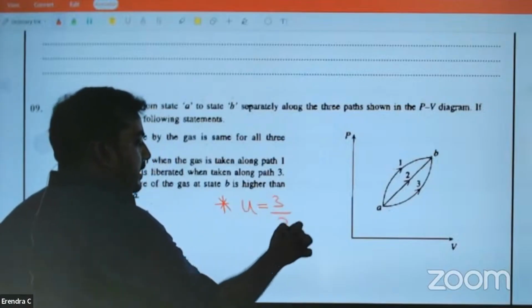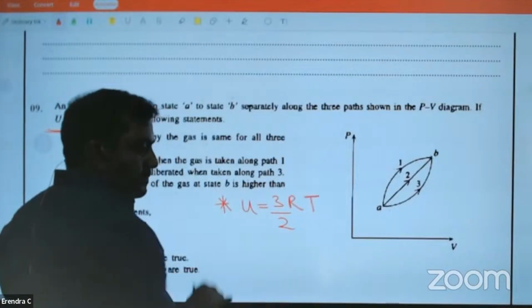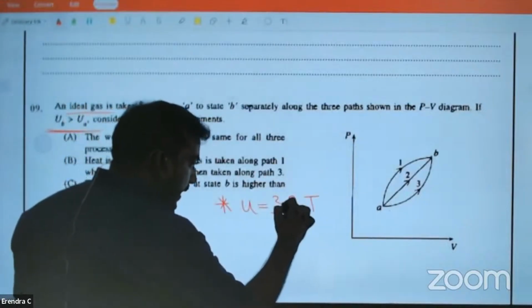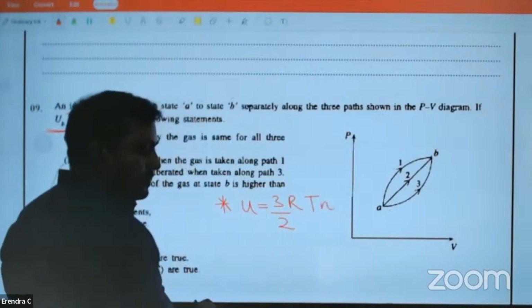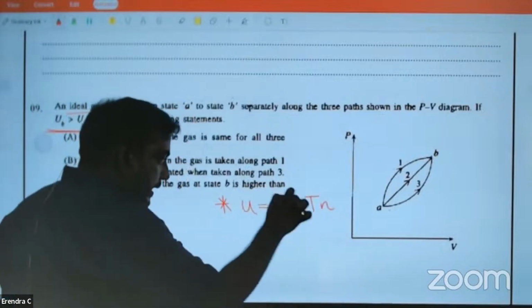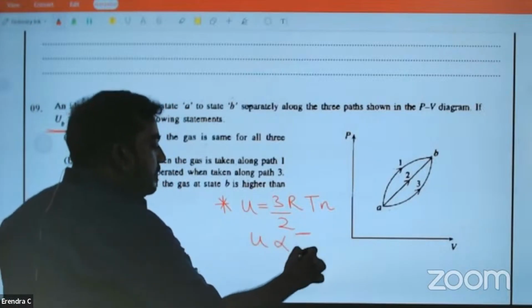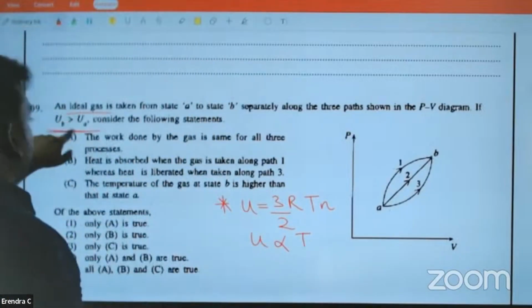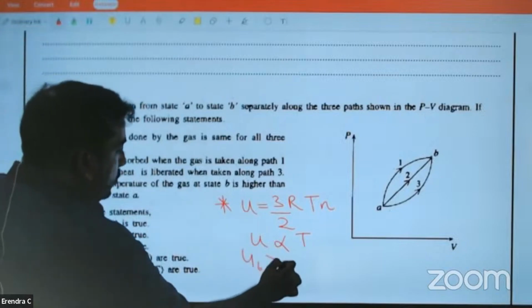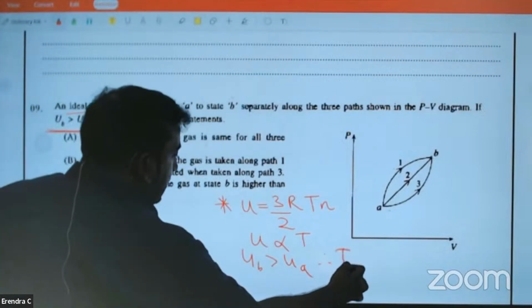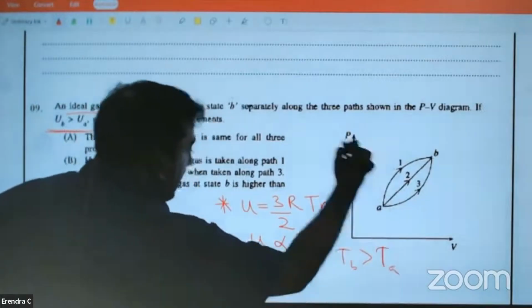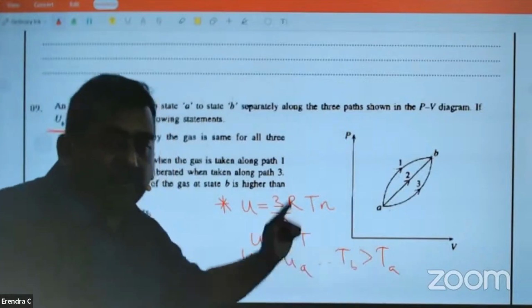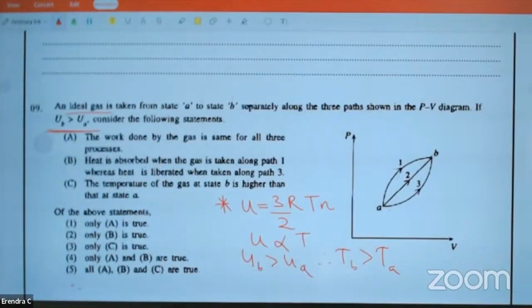Internal energy is 3/2 RT. If there are n moles, 3/2 nRT. Internal energy depends on the absolute temperature. Now they are telling you UB is larger than UA. That means temperature at B is larger than temperature at A. Right. Keep that in your head.